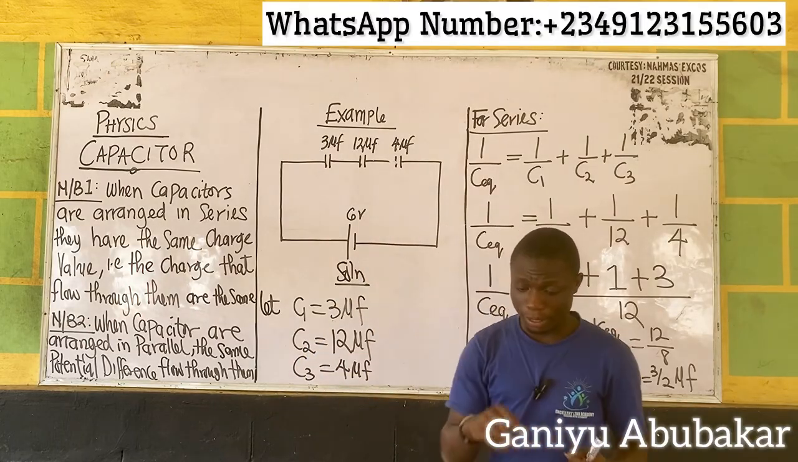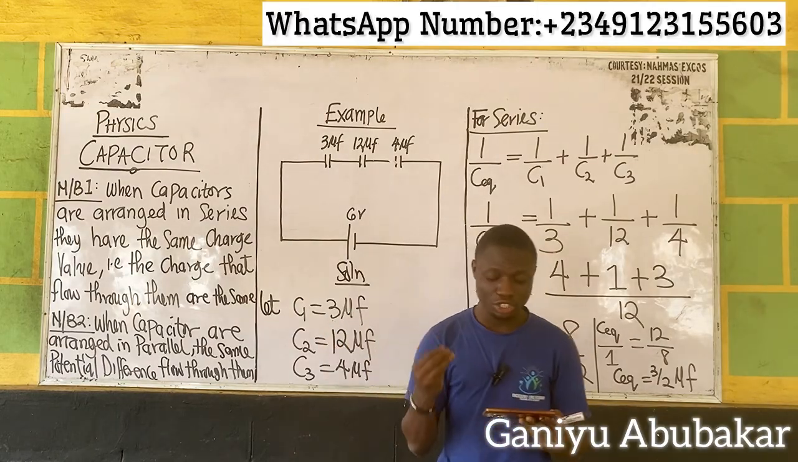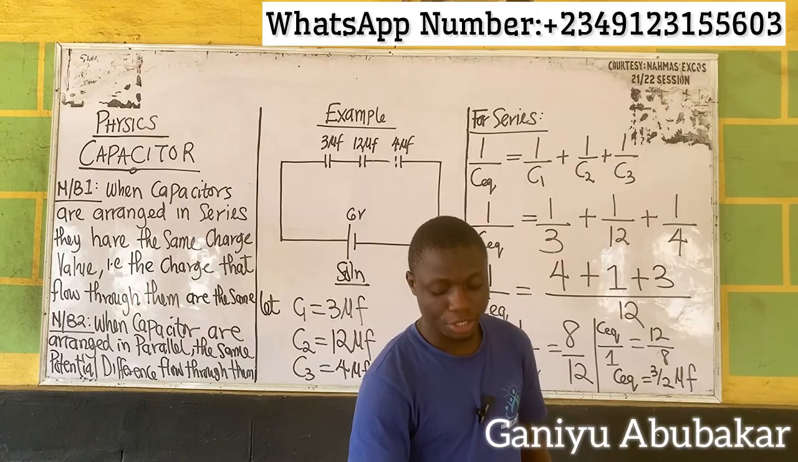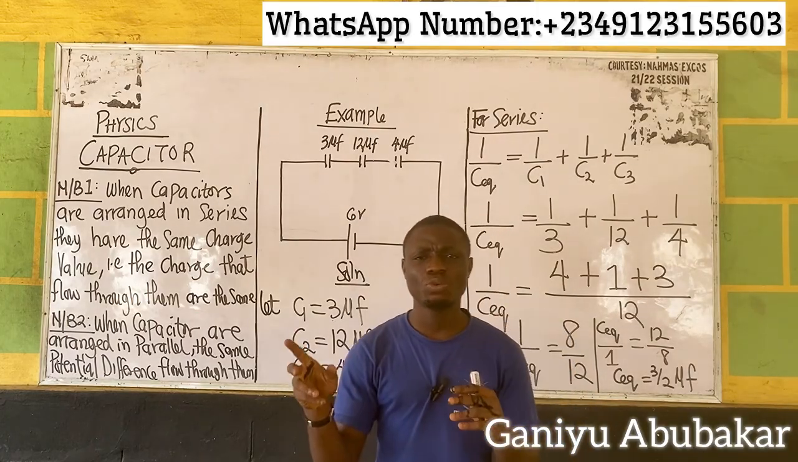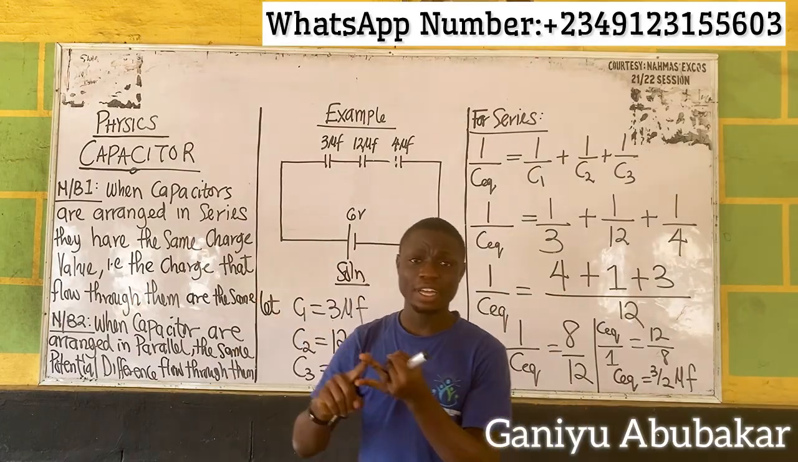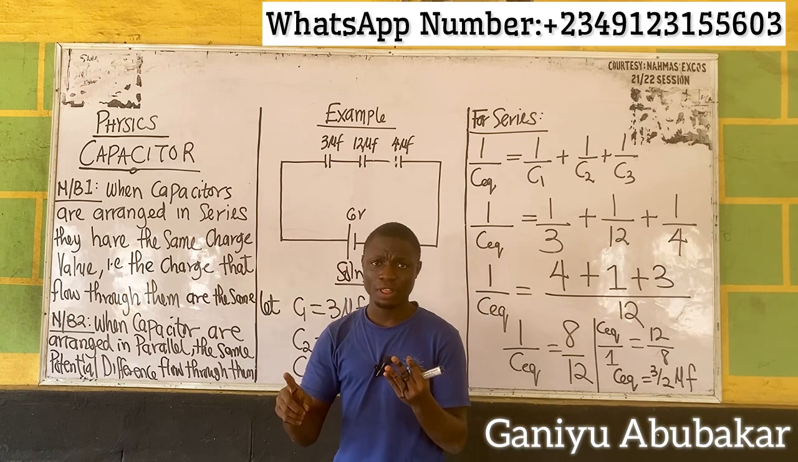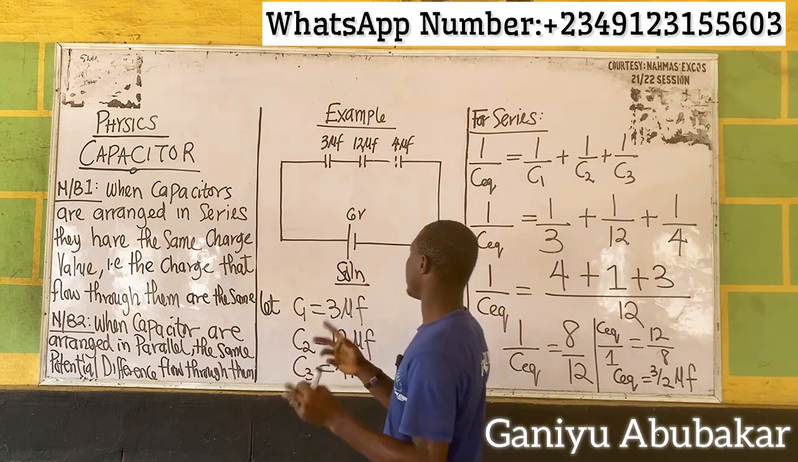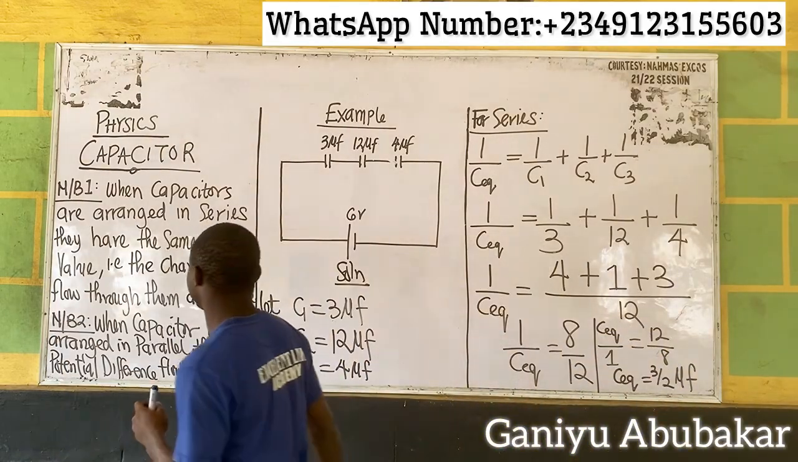Number 2 says, find the charge. So the charge for each capacitor. So let's get charges, please. So when it comes to finding charge, that's Q. So if I have C, if I have V, and I'm asked to find Q, what formula relates the 3 parameters together?